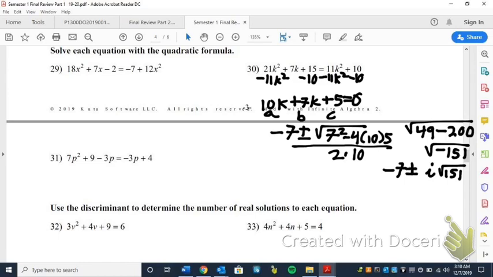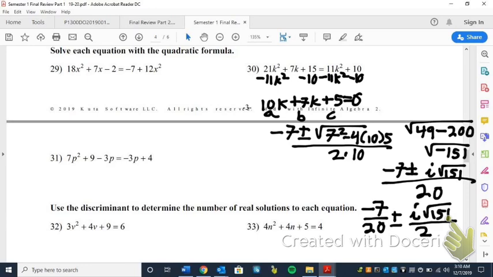This is how number 30 would look. I'm not sure what happened there. So we have negative 7 plus or minus i over 151. So we have negative 7 over 20 plus... there. Technically the i should be on the other end, but you get the idea.